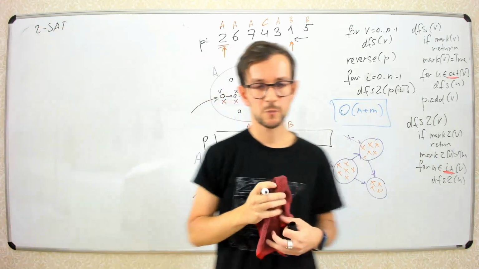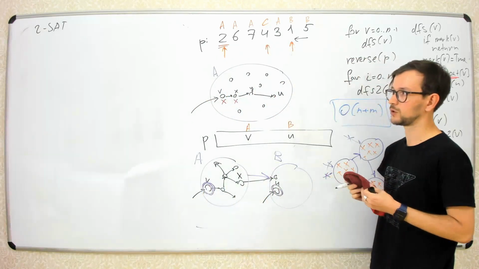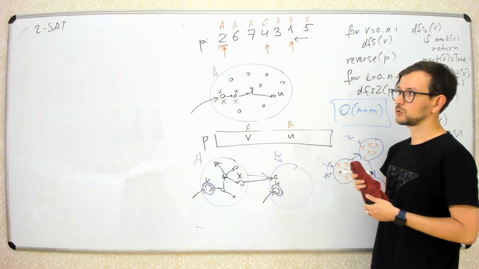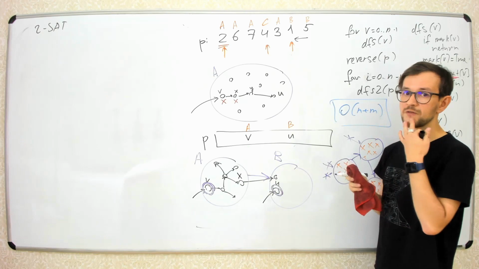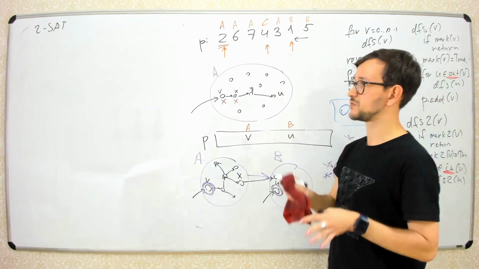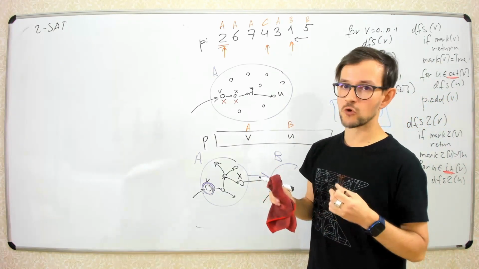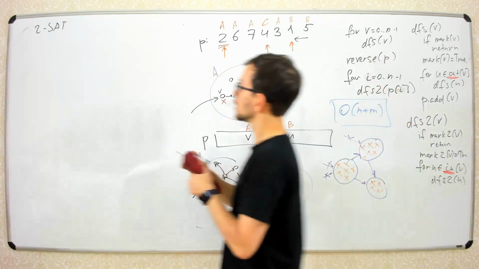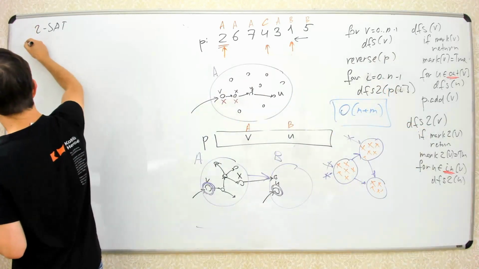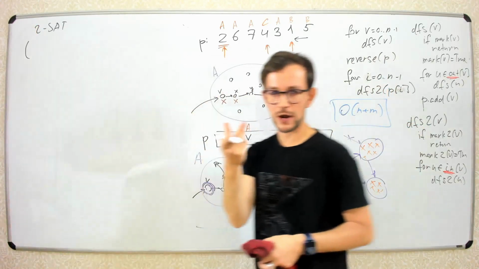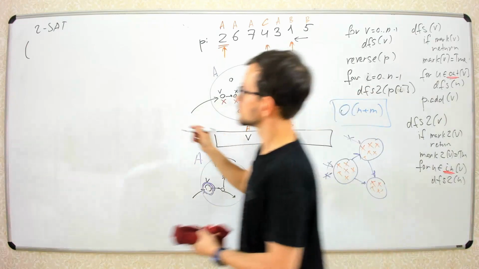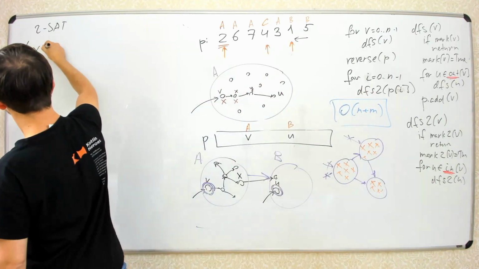One of the most classical problems of Boolean logic. So the problem is like this. You have a Boolean formula of a very specific type. The Boolean formula must consist of several clauses, and in each clause you have exactly two elements, like for example, x or y.